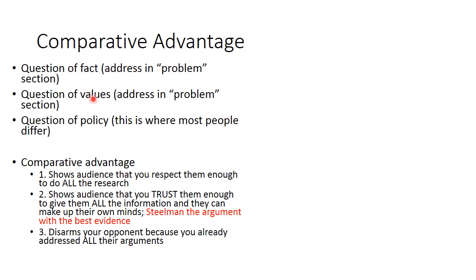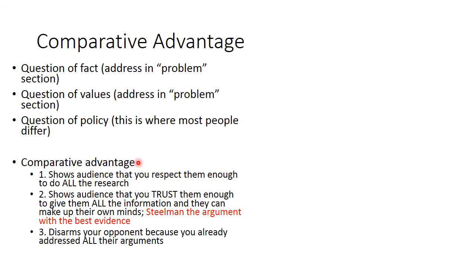They actually all agree on what these problems are, what these questions are, and these for you should be addressed in your problem section. So under your first section, you should say, look, here's what the problem is, and we all value X, and then we start to argue over what the policy should be. This is where most people differ, with regard to questions of policy. How do we change our policies so that we can all reach the values that we all share?